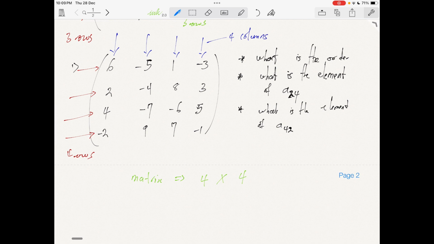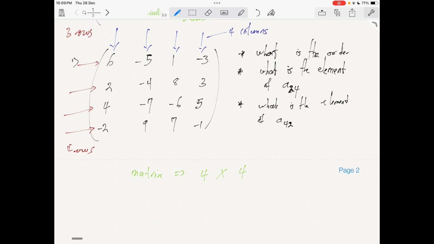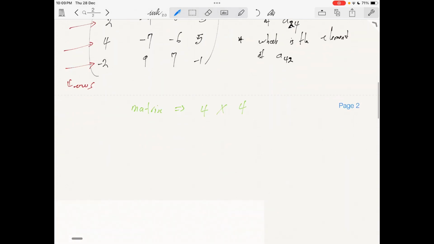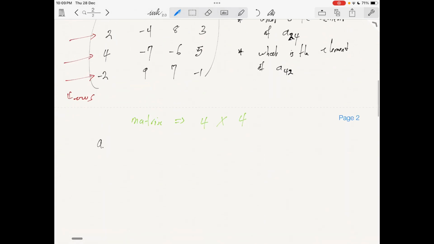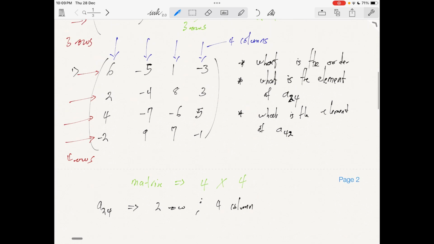Now what is the element of A24? Okay, that means we are going to the second row. If we are talking about A24 elements, that means we are talking about the second row, and second row, fourth column. So if you look at this, we trace it well. So this is the second row, and this is the fourth column. 1, 2, 3, 4. This is the fourth column.